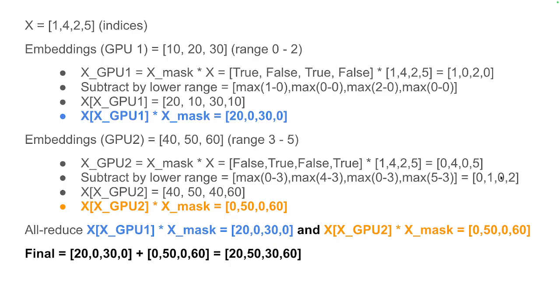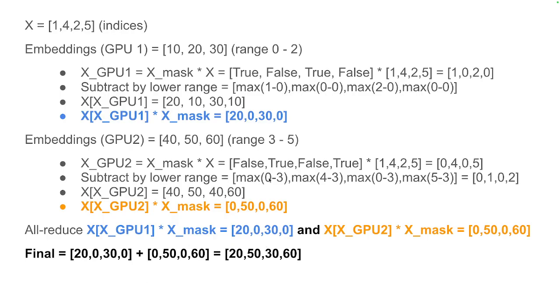And it's again 0, so you take 40, 40 is here. Again the second it's like 60, 60 is here. And then we need to multiply the mask again with this embedding matrix, because else these zeros will be treated as the first index. So if you just multiply with the mask is this one, and this will be 0, 50, 0, 60. And now you have computed the embeddings on two different GPUs.